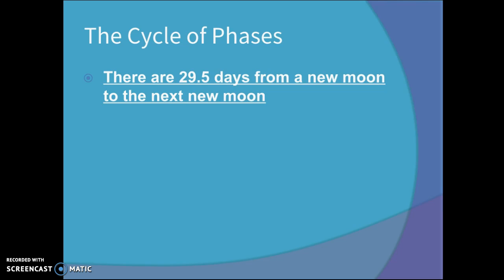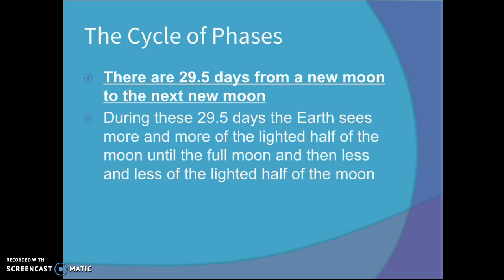All right, so the cycle of phases, there are 29.5 days from a new moon to the next new moon. Slightly longer than it takes to actually orbit around the Earth, and this is just because of the slightly awkward elliptical path of the moon and the fact that it's slightly tilted. So during these 29.5 days, the Earth sees more and more of the lighted half of the moon until the full moon, and then less and less of the lighted half of the moon.